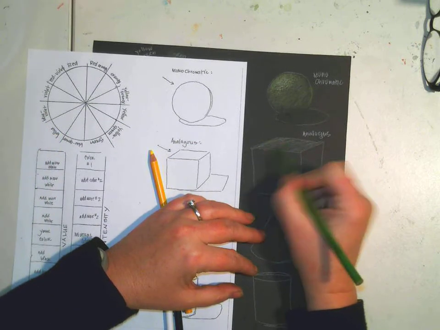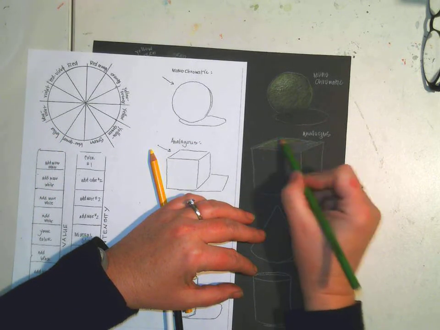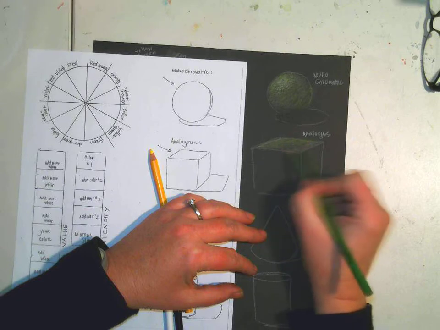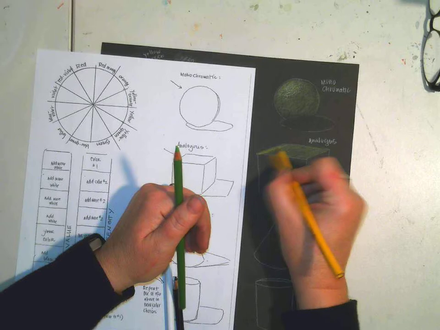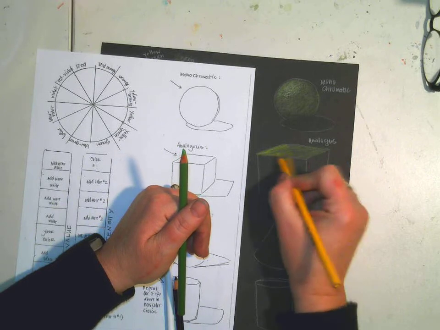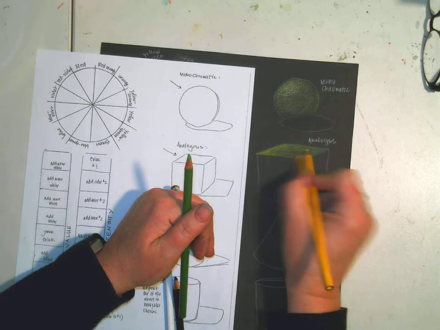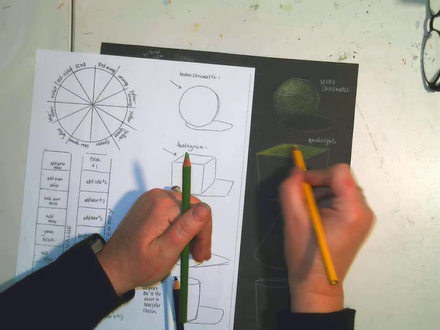So for the green top, I'm going to start by adding the green right over the top of that first layer placed on my cube. I'm then going to place the yellow over the top of that. Nice bright yellow-green effect here. I'm working to shade with an analogous color.